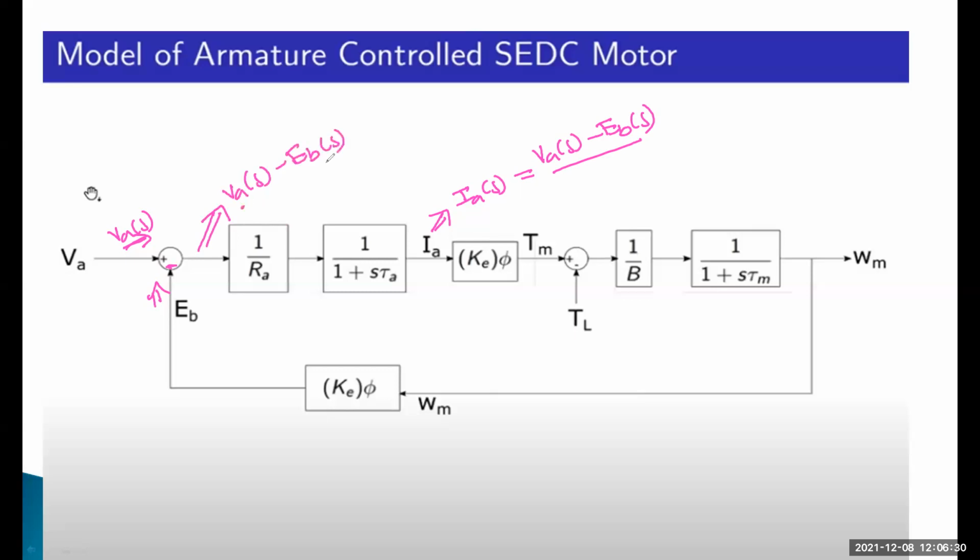And then the denominator is 1 by RA, that is RA. Then another term is also there, 1 plus S into tau A. This way the armature current can be designed. We get it from this block diagram, so it can be designed like this. Understood? So that is IA of S.